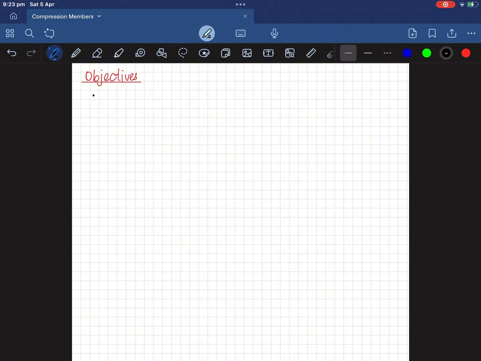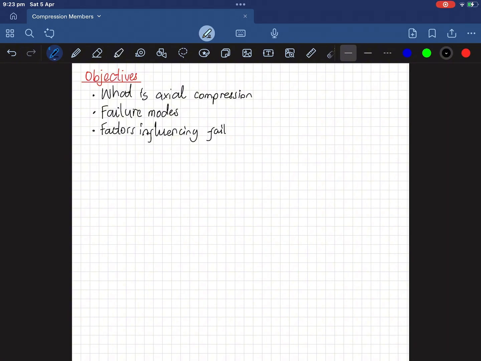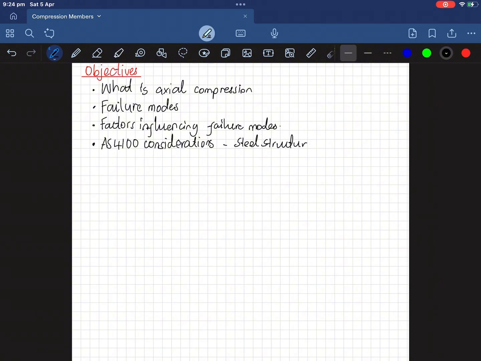So in this video, what we're going to cover is what axial compression actually means, the four main failure modes you need to worry about, what factors influence these modes, and how this all ties into real-world design, especially in the context of AS 4100, which is the steel structures design code in Australia.